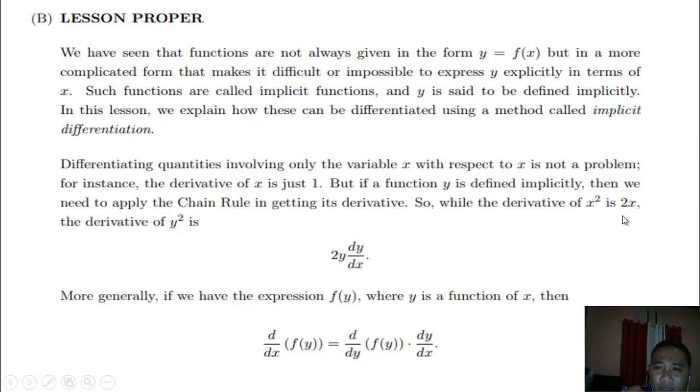The derivative of x squared is 2x. Yan. The derivative of y squared is 2y dy dx. Diba? X squared, 2x lang. Bakit wala na siya? Because dx dx yun. Ito, 2y dy dx. Kasi in terms of y in terms of x.